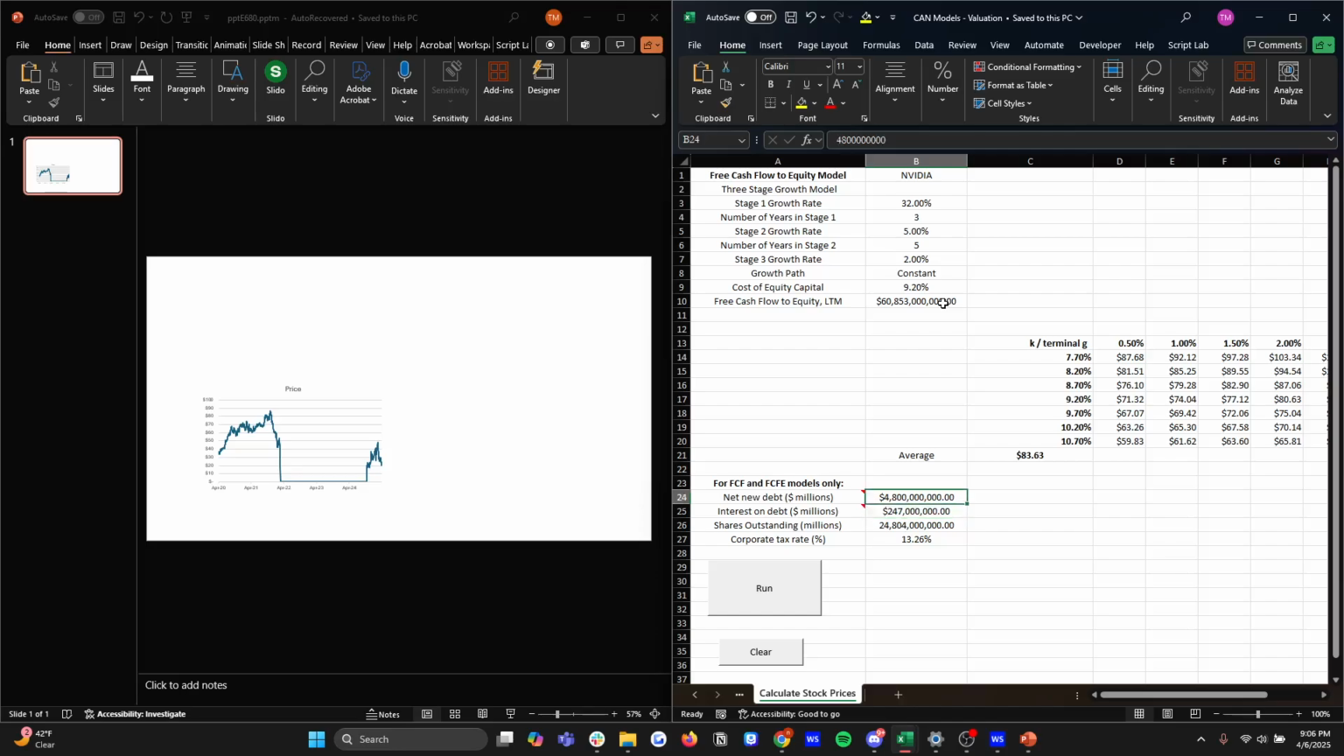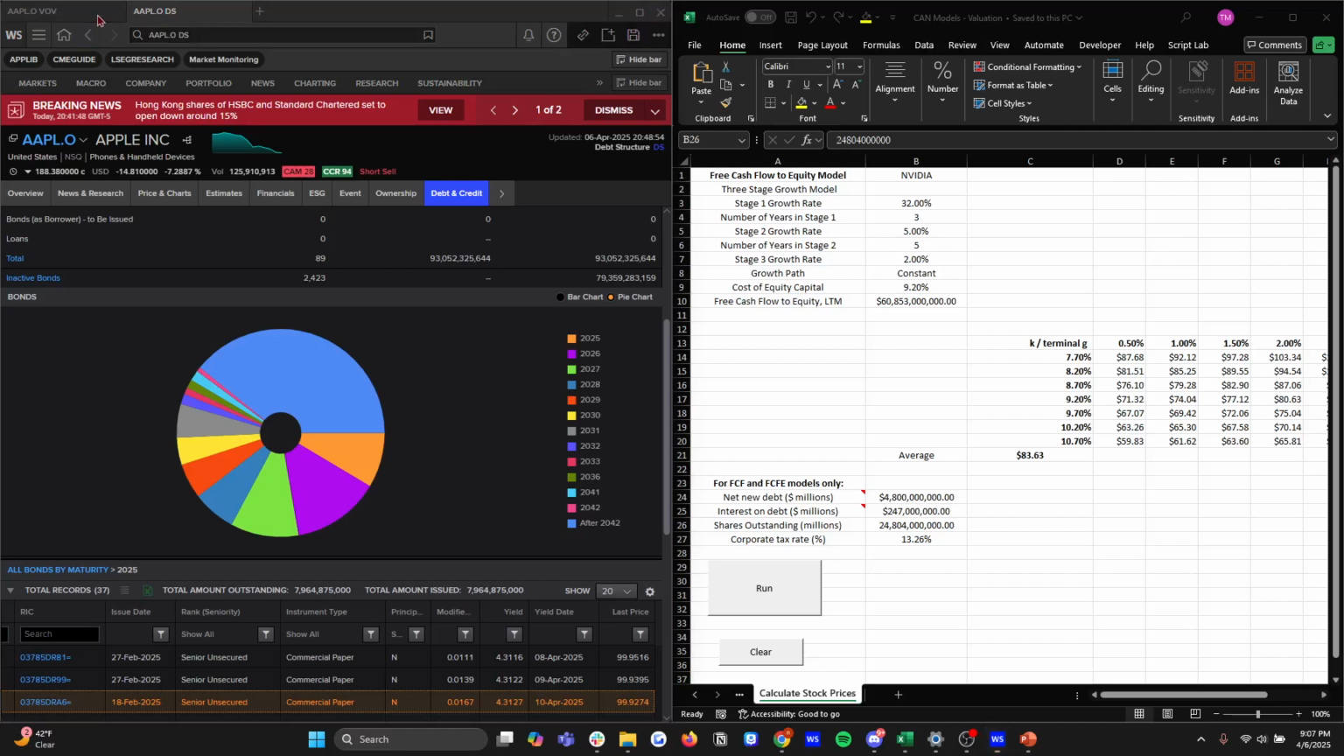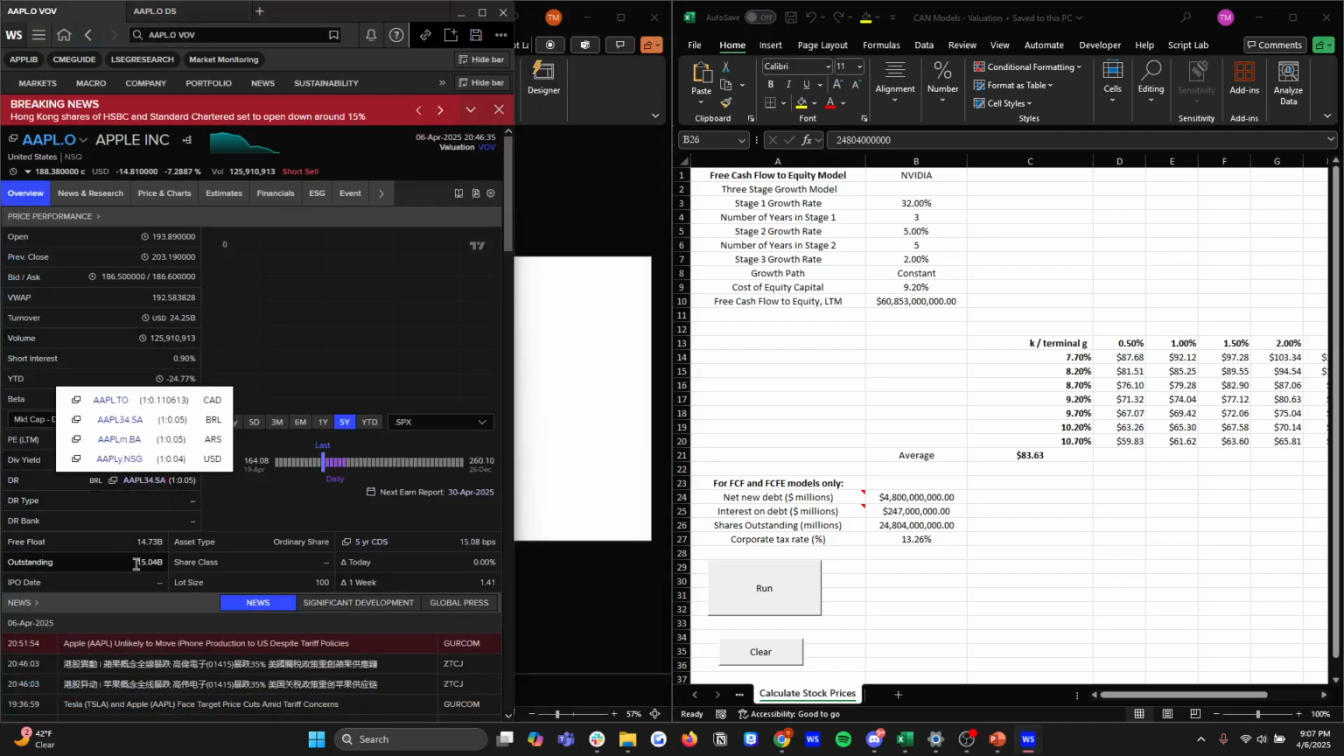And then you would get your new net debt, which I wrote down where to find. Essentially, you take additional debt issuances and subtract debt repayments, and that's your new net debt. And then interest on debt as well. You can find this basically as interest expense. And then looking at shares outstanding, you know where to find this on Refinitiv from the previous version, where we looked over here, and then we can see the amount of shares outstanding.